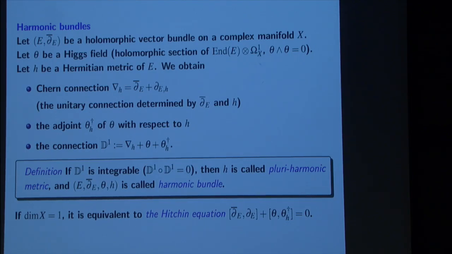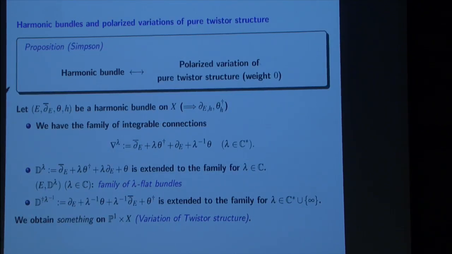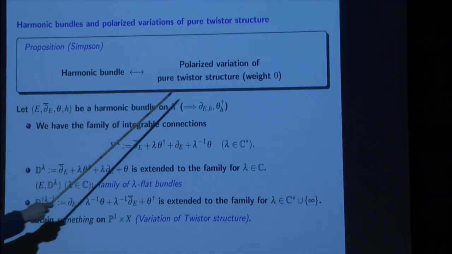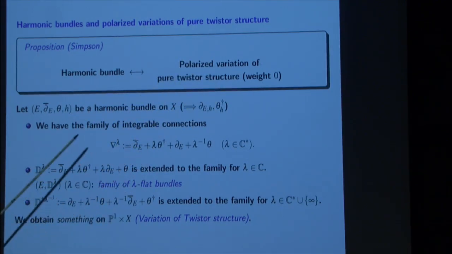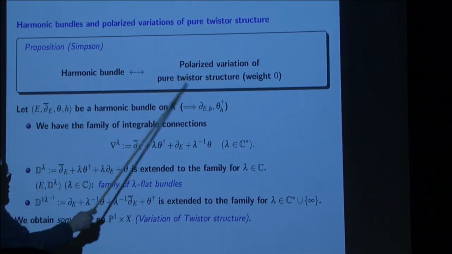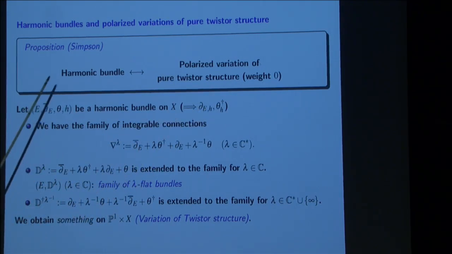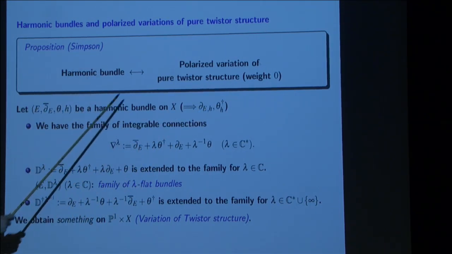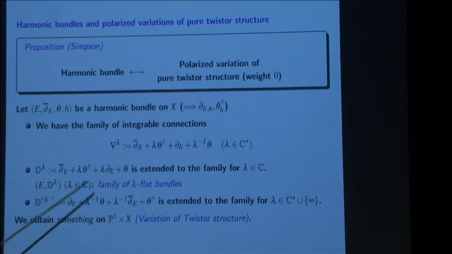Okay. So as I mentioned, Simpson established the equivalence of harmonic bundles and polarized variation of pure twistor structure. And the twistor structure is a vector bundle on P1. So this should be something on P1 times X. So let me explain how a harmonic bundle on X induces something on P1 times X.